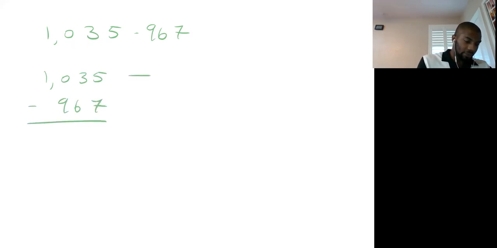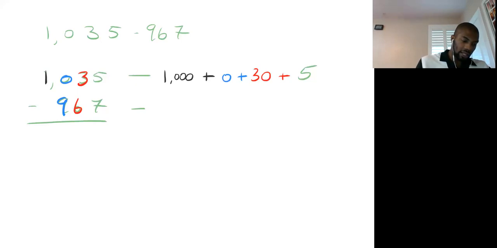I'm going to break it up over here. Let's label our colors. 0, 9, and this will be black. So I've got a 1,000 plus a 0 plus a 30 plus a 5. Down here, I've got a 900 plus a 60 plus a 7. All right, now I'm subtracting everything over here.